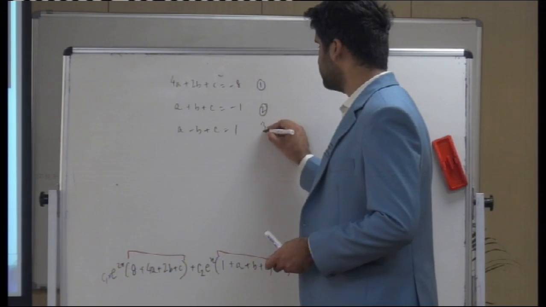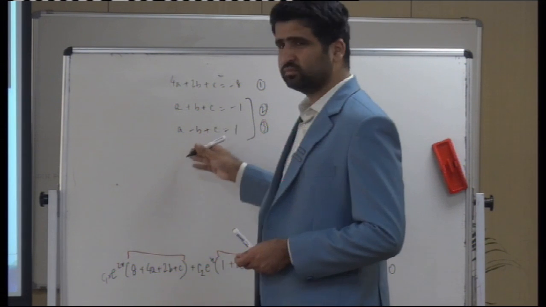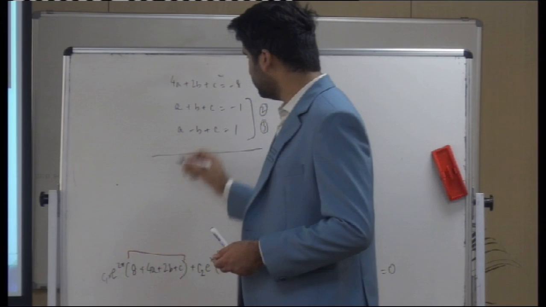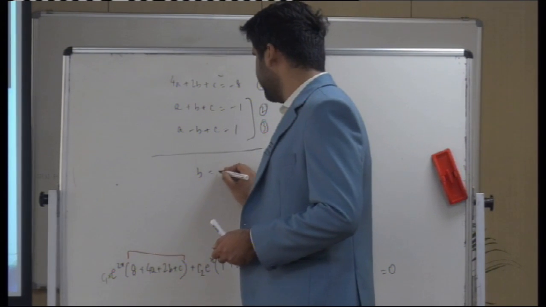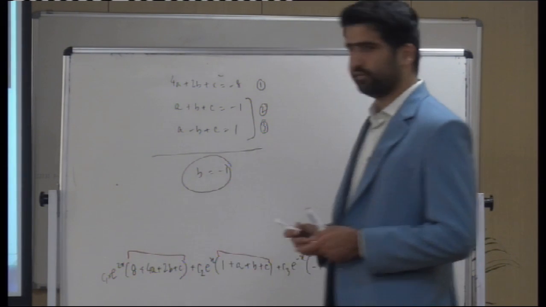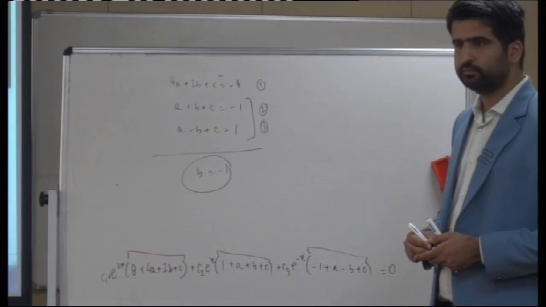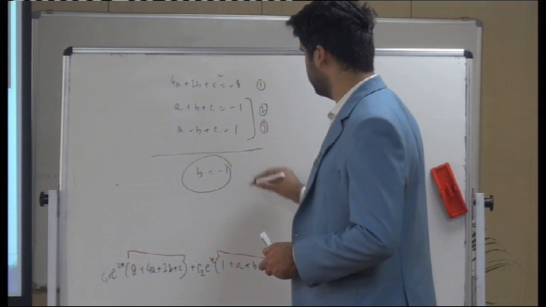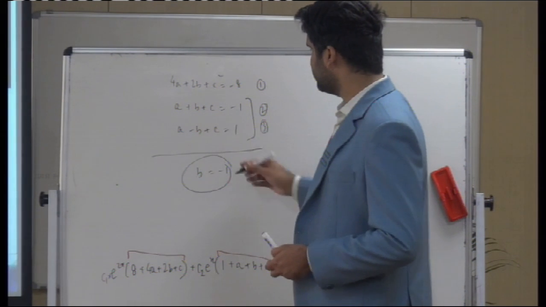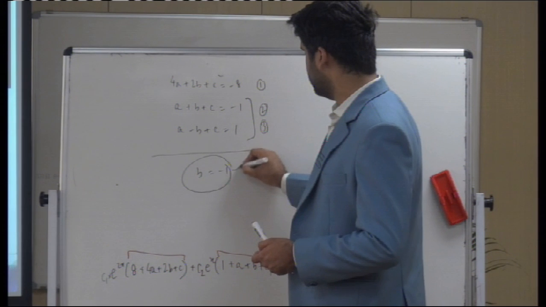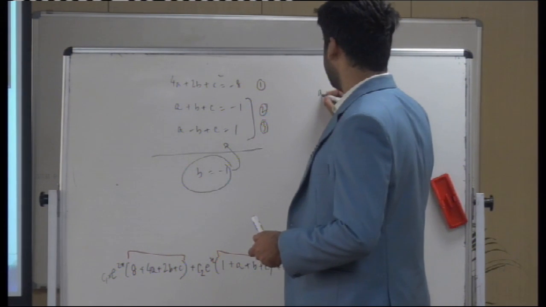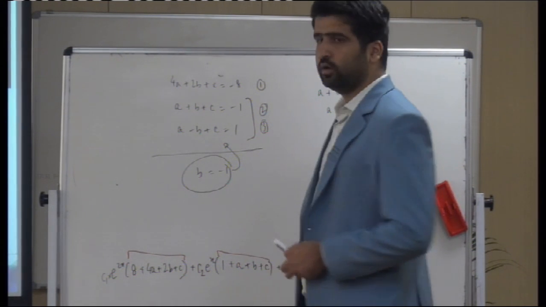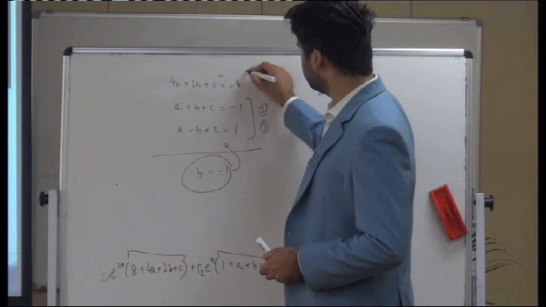So 3 equations. We can simply solve these. So what will we do? Subtract these 2 equations. Subtract 2 and 3. Subtracting, you will get 2b is equal to minus 2. So b is equal to minus 1. Put this value in any of the equations. So here, if I put this value over here, we get a plus c is equal to 0, which means a is equal to minus c. Put all these values in the first equation.